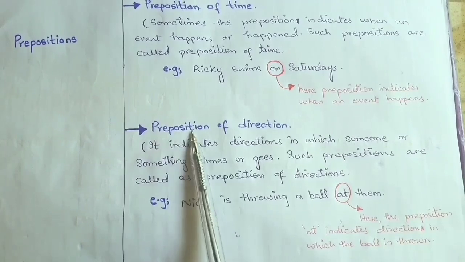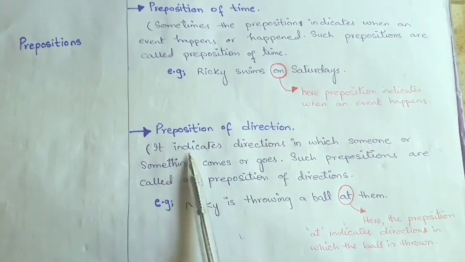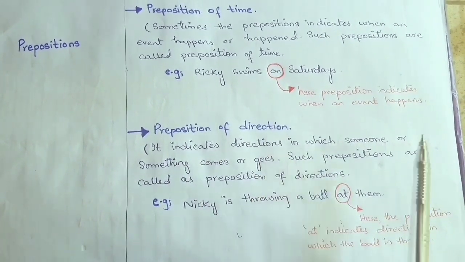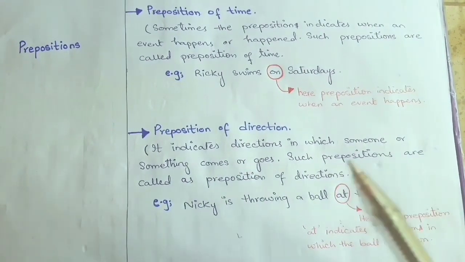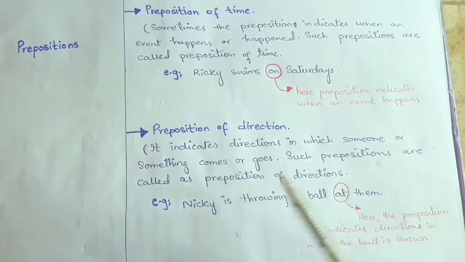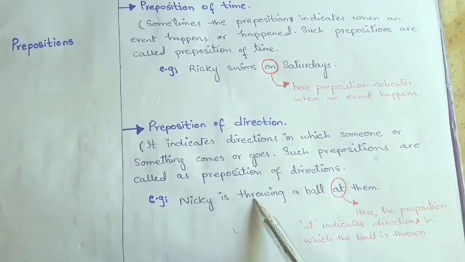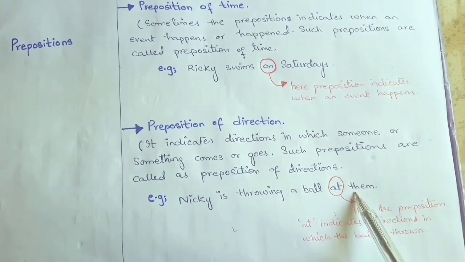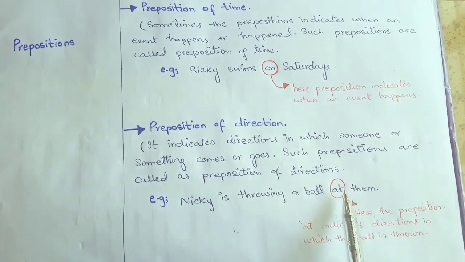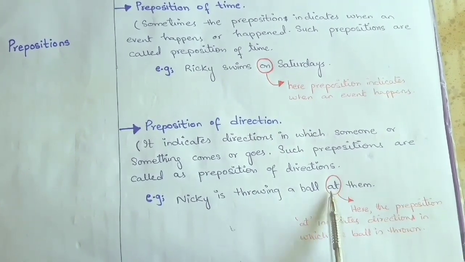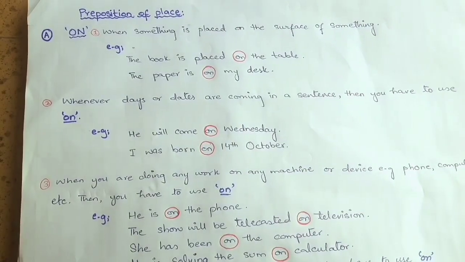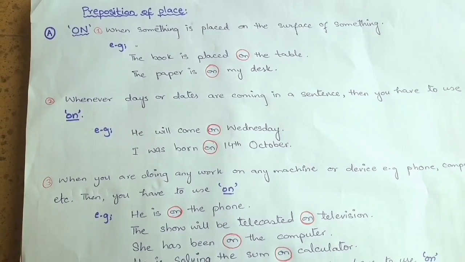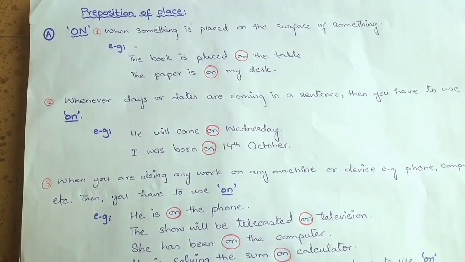Number three is preposition of direction. It indicates the direction in which someone or something comes or goes. Such prepositions are called prepositions of direction. For instance, Nikki is throwing a ball at them. In this sentence, the preposition at indicates the direction in which the ball is thrown. Now let's start with the detailed study of preposition of place.